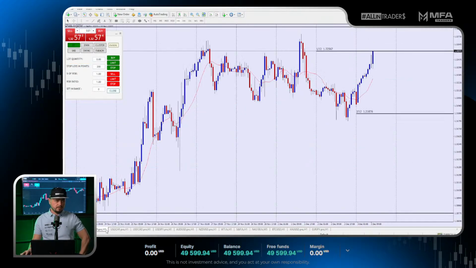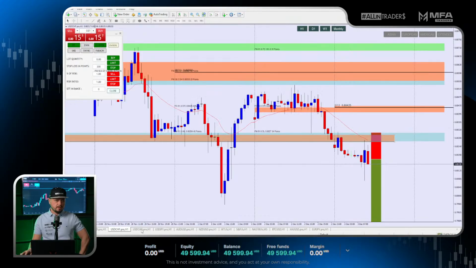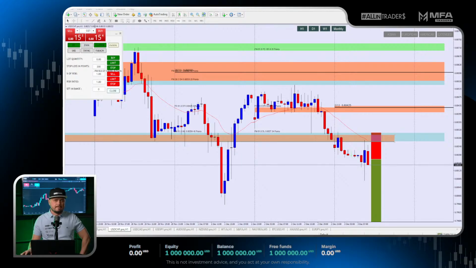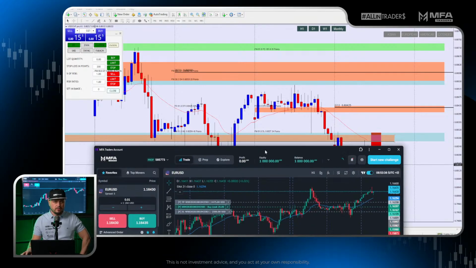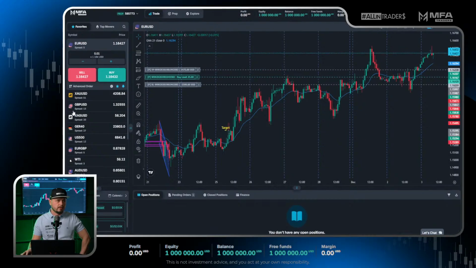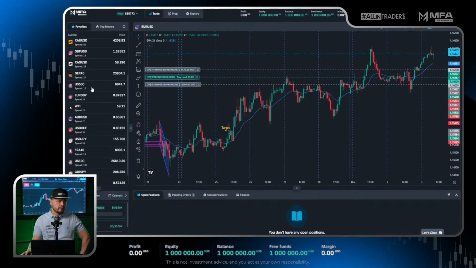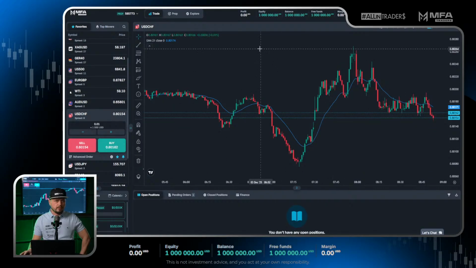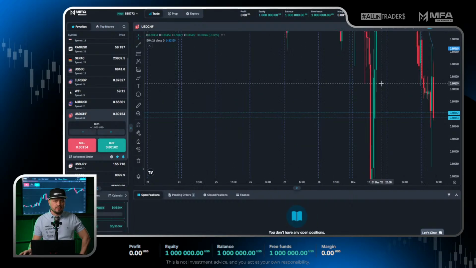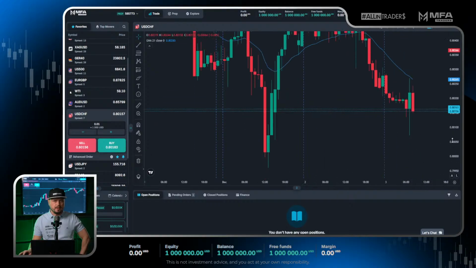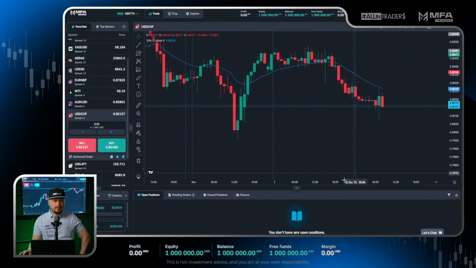Euro USD, GBP USD, USD JPY. This is looking good. If this candle closes, we're going to open a position. Let me just open the platform. Looking good. Looking good. USD CHF, where is it? USD CHF, let's go to the 1 hour time frame. Okay. And where should be our stop loss?